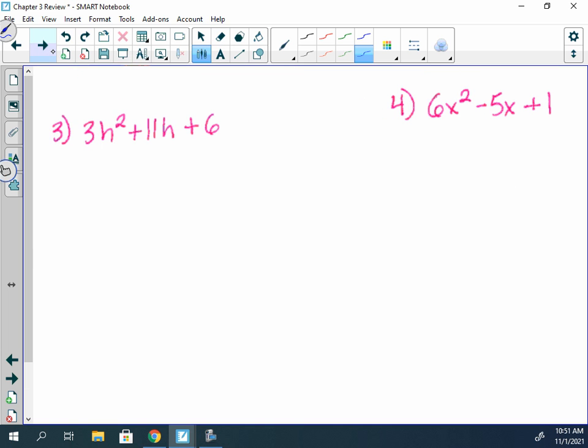Any other questions on 1 or 2? Okay. Questions on 3 or 4? One of these that y'all want to look at. 4. 6x squared minus 5x plus 1. Is there a greatest common factor between all 3 terms? Well, no. So we'll rewrite it as 2 sets of parentheses with 3 spaces.